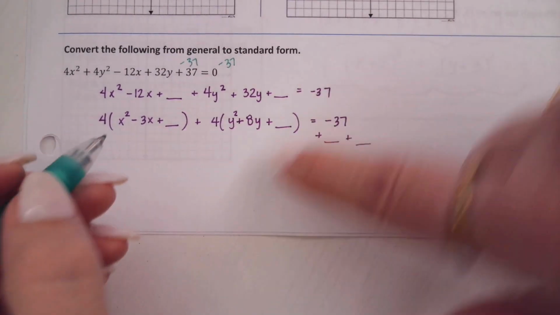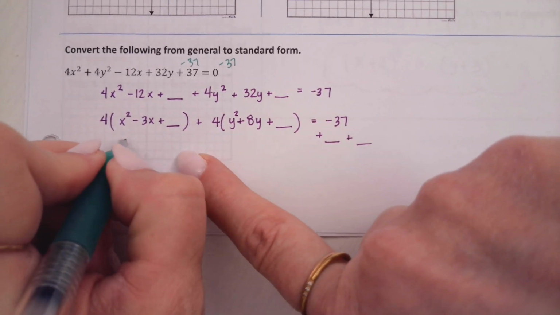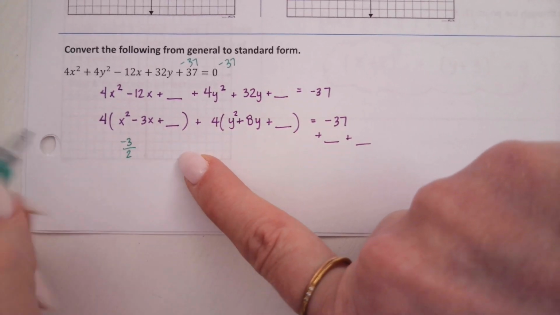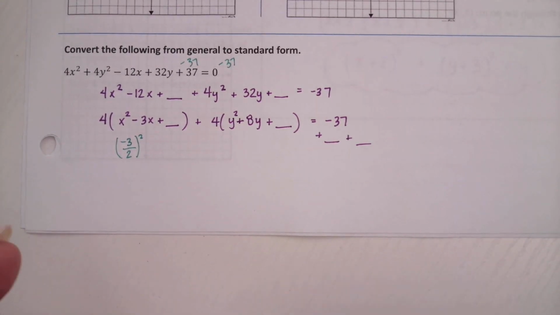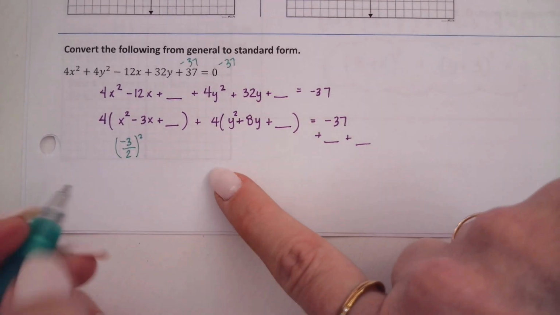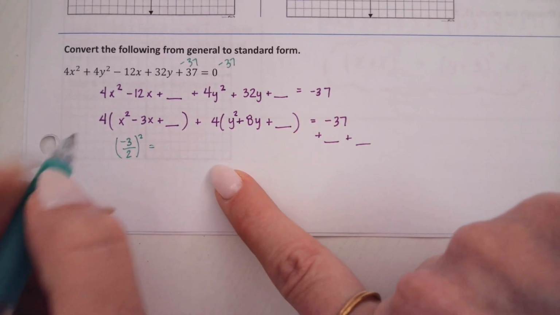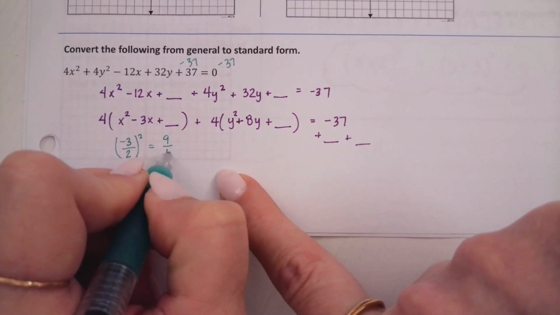All right. We're going to take b, which is negative 3 on this one. We're going to divide it by 2, and then we're going to square that. Let's keep it as a fraction. Just square the top, square the bottom. What do you get? 9 over 4. That's our number.